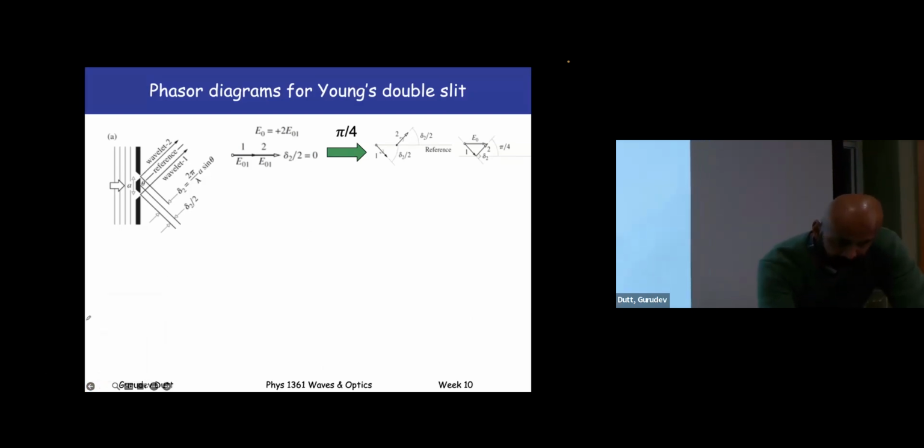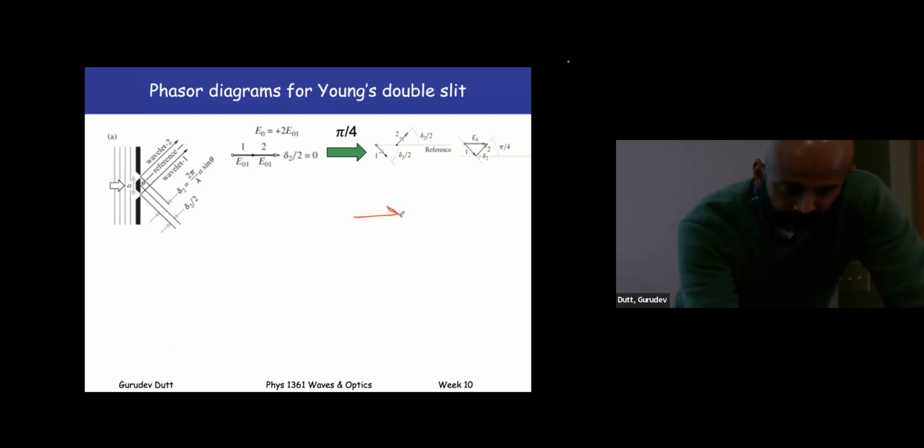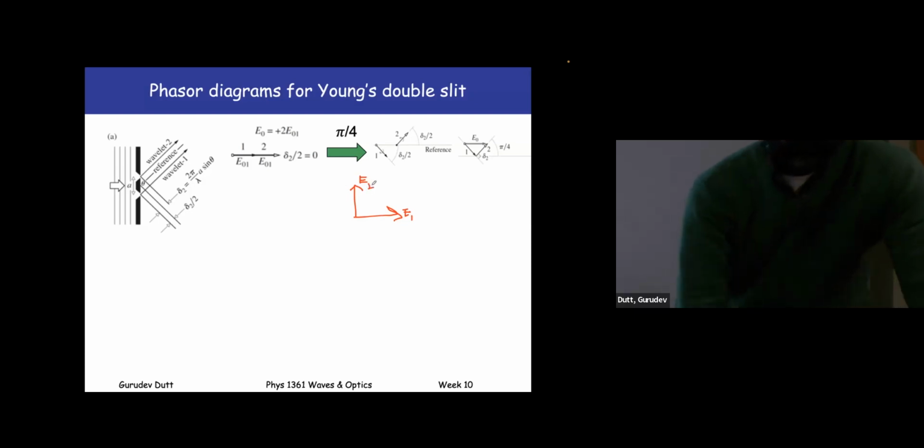Let me just do it right here. So if this is the first phasor and this is the second phasor, this is E1 from the first slit and E2 from the second slit. And again, you can see these make a 90-degree angle with respect to each other.